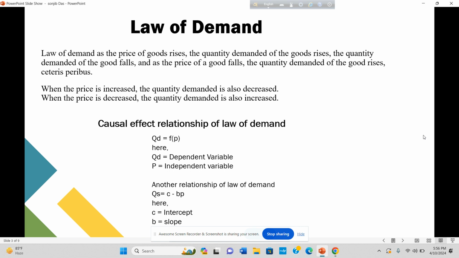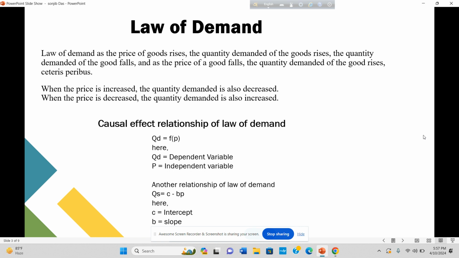Next, we move to the law of demand. The law of demand: as the price of a good rises, the quantity demanded of the good falls, and as the price of a good falls, the quantity demanded of the good rises, all other factors remaining constant. When the prices increase, the quantity demanded decreases. When the prices decrease, the quantity demanded increases.